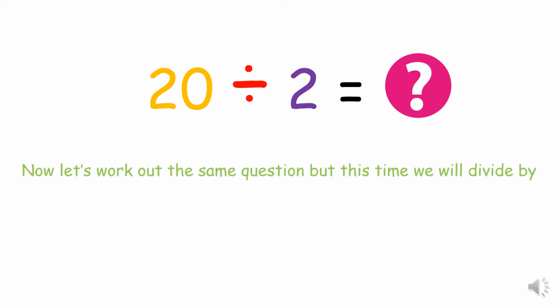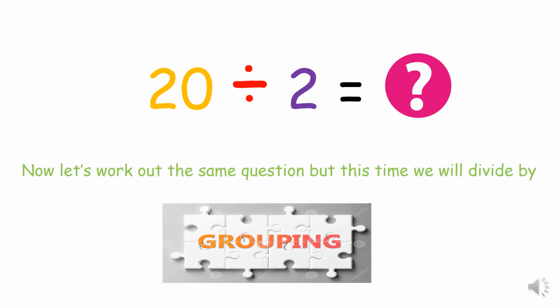I wonder if we can work out the same question, but using our other strategy. We've already had a go at sharing. Can you remember what the other strategy is called? Grouping. We're going to try to work out 20 divided by 2 by grouping. Now remember, the answer will be exactly the same, but our strategy, that is how we do it, our method will be slightly different.